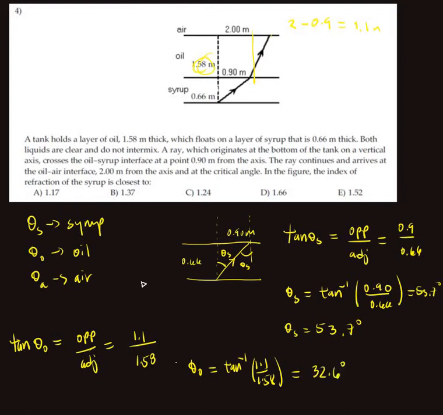Okay, now we have all these angles. For the syrup, 53.7, for oil, 32.6. Now let's go find the index of refraction of oil. I'm going to move this a little bit down.